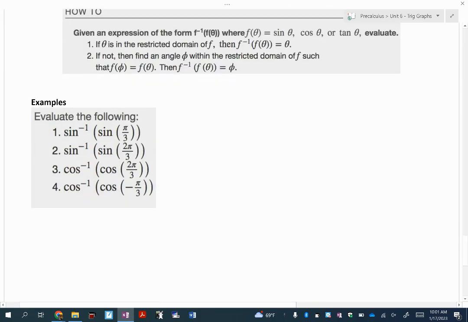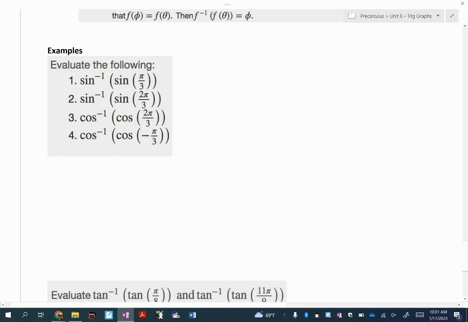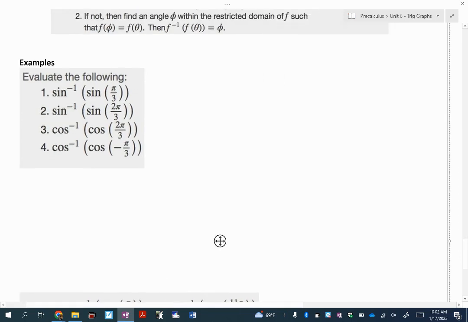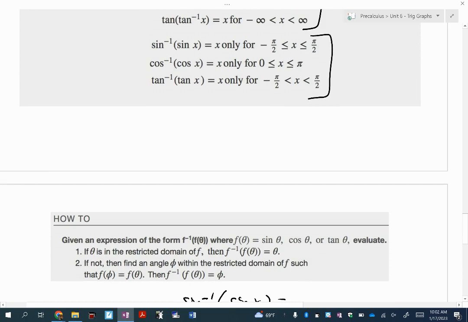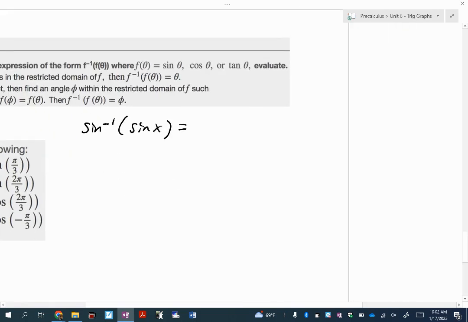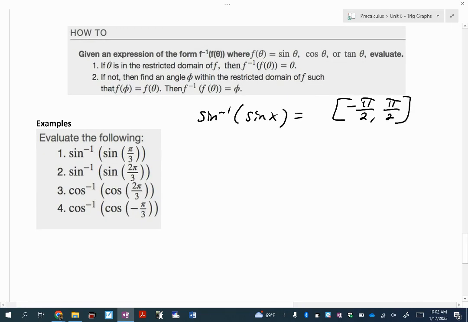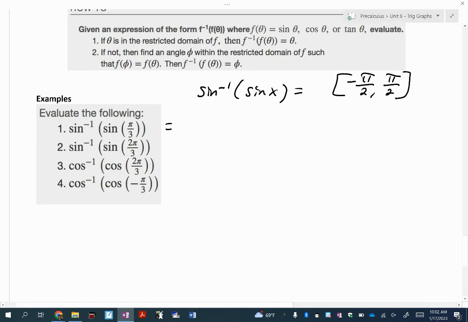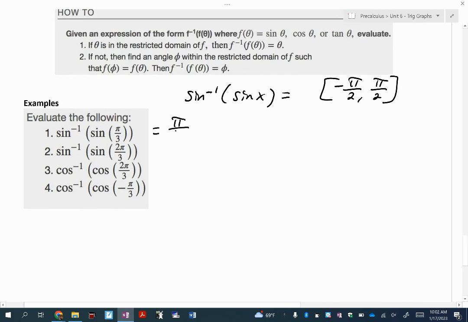Okay, so let's try this first one. It says evaluate. Actually, no, I'm going to put sine. This, if you notice, I have sine of x in the parentheses. So if I go to my table, since the sine of x is in the parentheses, that is the same restriction we used before, negative pi over 2 to pi over 2. So for this one, it's going to just be pi over 3 is the answer, because pi over 3 is within that restriction.